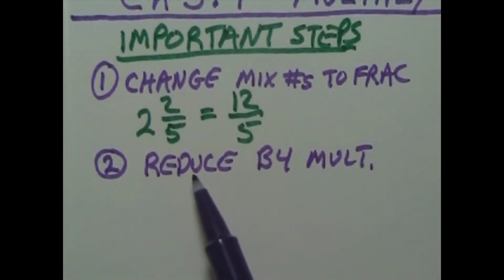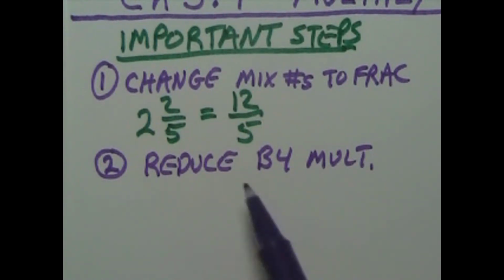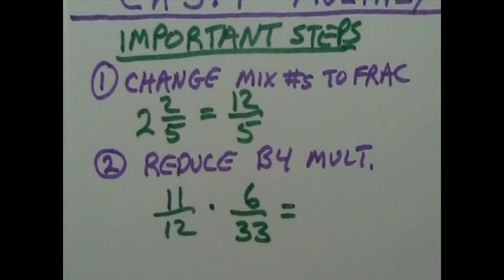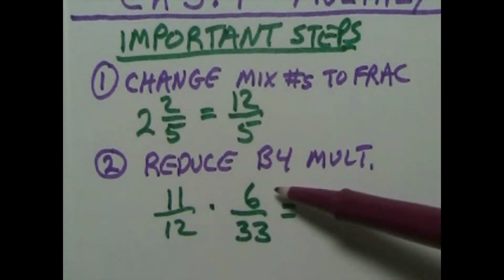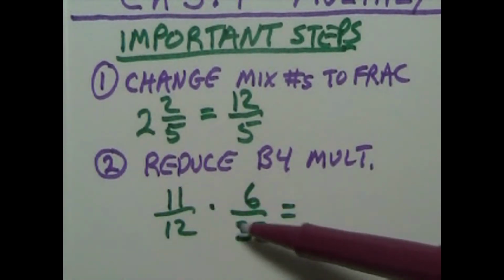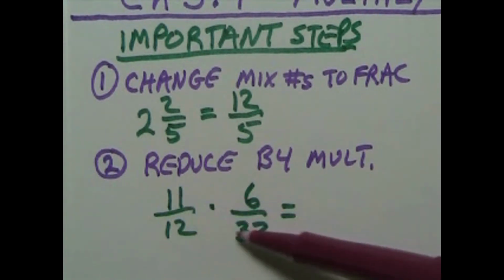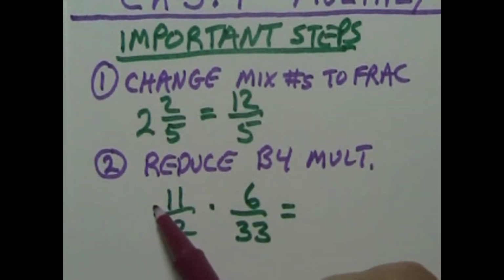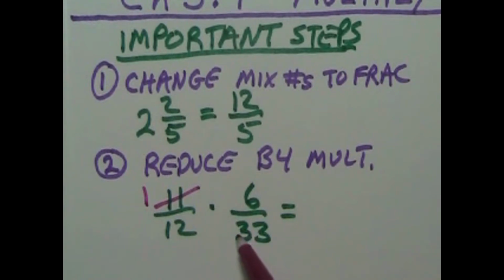Another important step is to reduce before multiplying. So for example, I have two fractions and I start to reduce it. Well, let's see, I know that 11 goes into 33. 11 will go into 11 once, and then it goes into 33 3 times. So now that's a 1 and that's a 3.